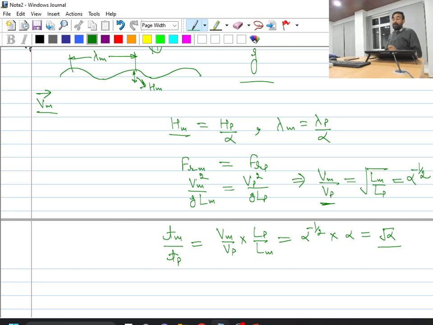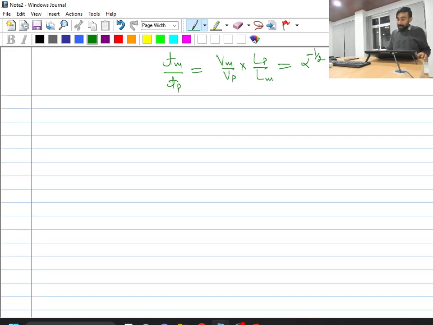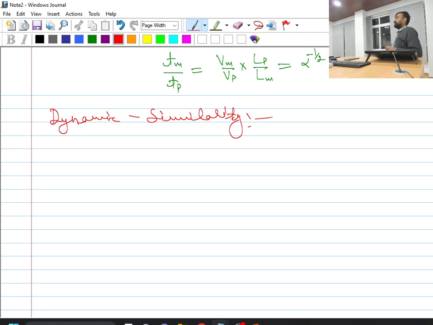Okay. Now the third important similarity which we have to satisfy when we do model and prototype analysis is called dynamic similarity. The fundamental idea of dynamic similarity is that the forces on a particle in model and prototype must scale with the same scaling parameter.